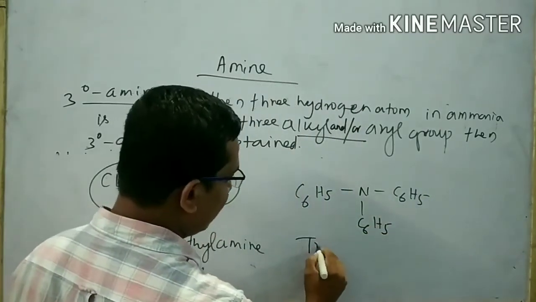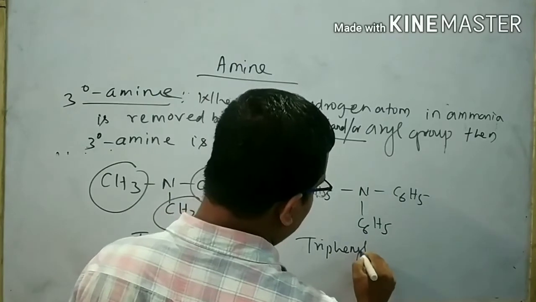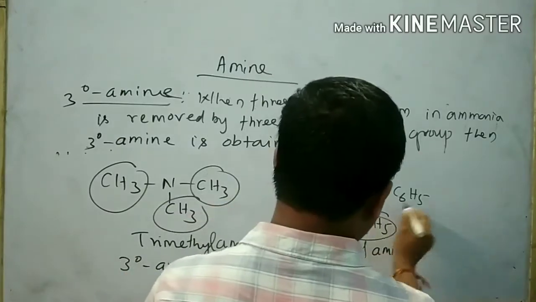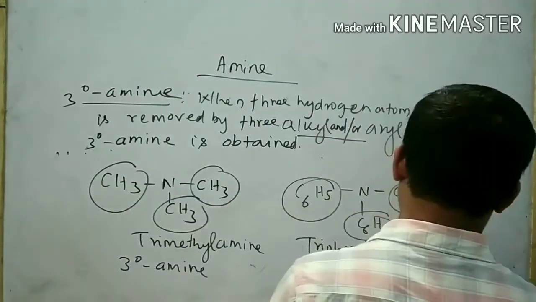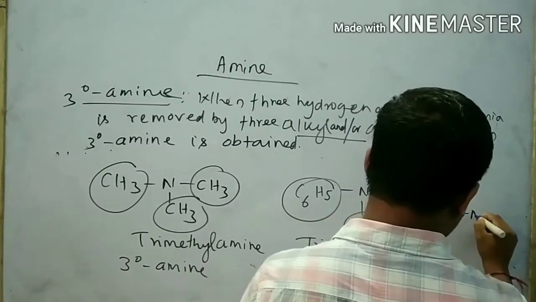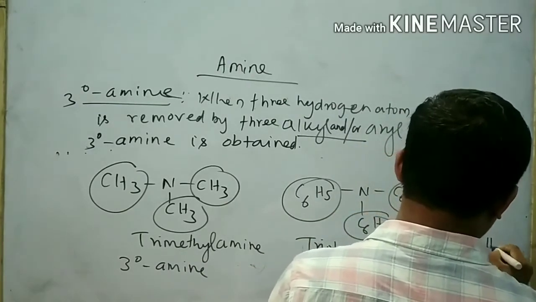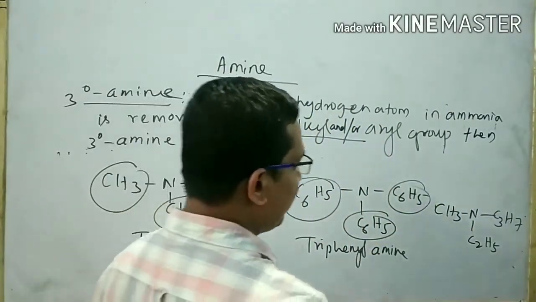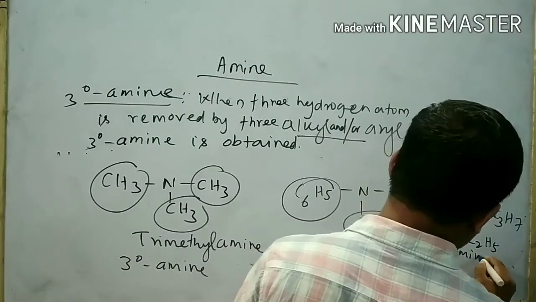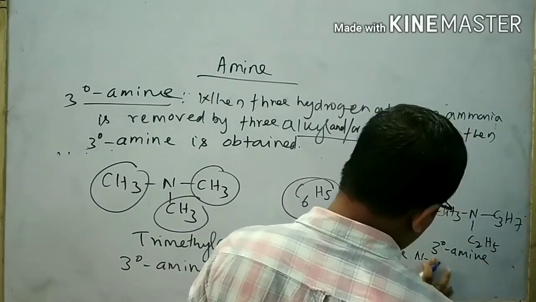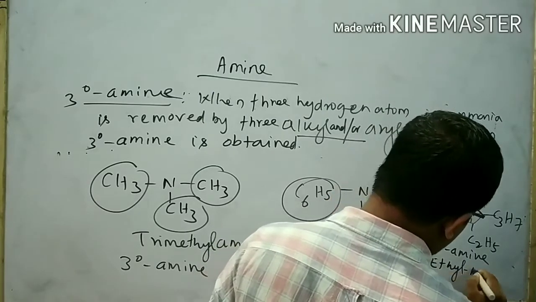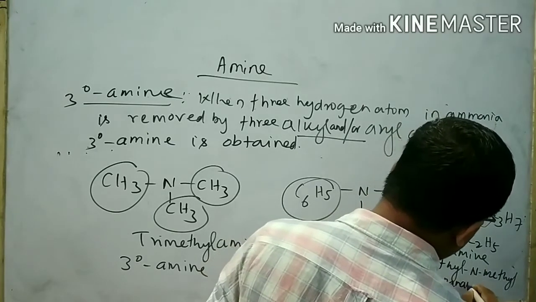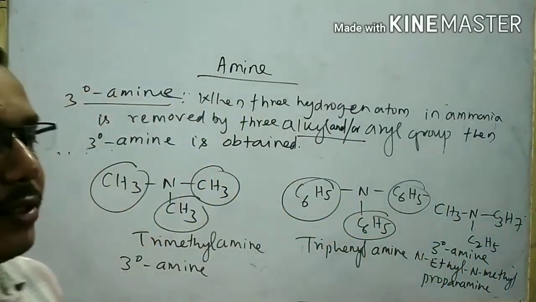That is also said to be triphenylamine. Here 3 aryl groups are present. You can take another example. CH3 bond N C2H5 bond C3H7. This is also a tertiary amine and its name is N-ethyl propanamine. These are the examples of tertiary amine.